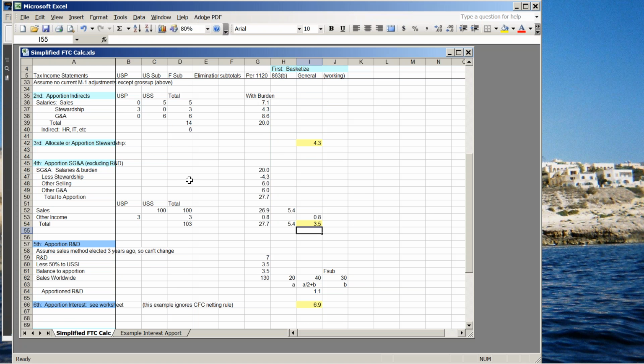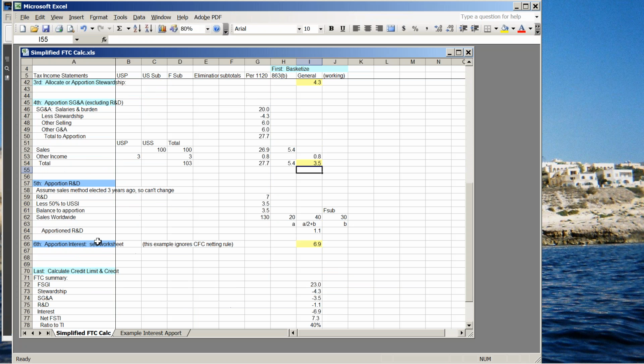Once we've gotten SG&A out of the way, then we get to our two formulary apportionment items. Now, we've only discussed this very briefly in the introduction and in the 861 introduction. So I'm not going to go into much detail on apportioning R&D and interest expense. But again, I'll distribute those so you can kind of see how they work.